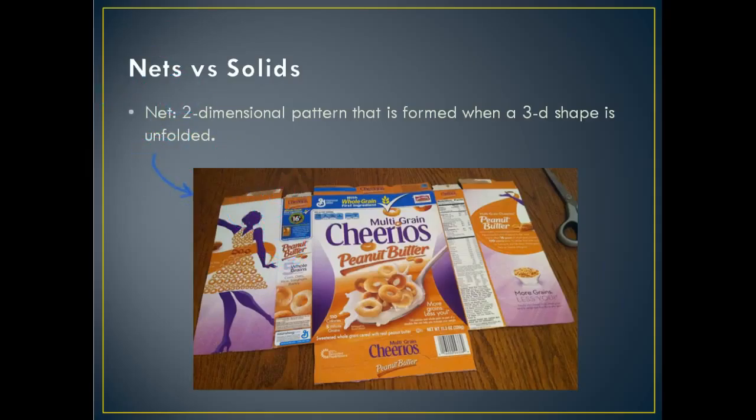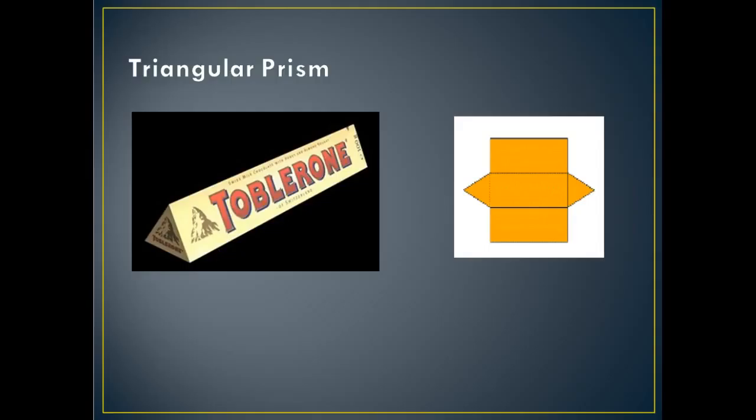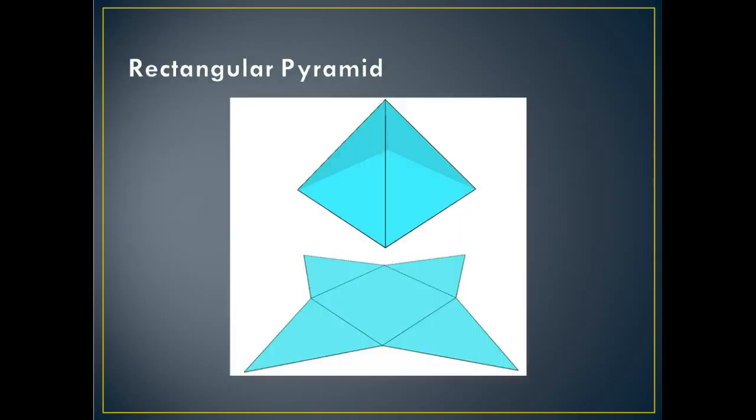Okay, if we had a Toblerone, when we open it up and unfold it, because this is a triangular prism, you would have the 3 rectangles and 2 triangles for your bases. If we had a pyramid, this is what it looks like.